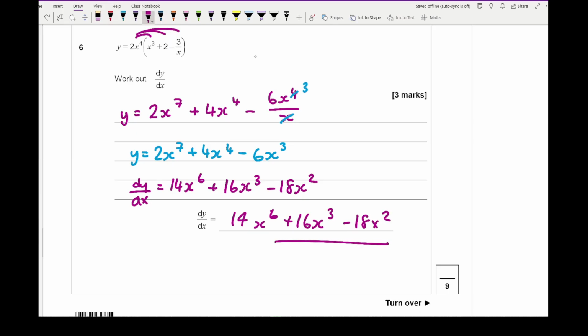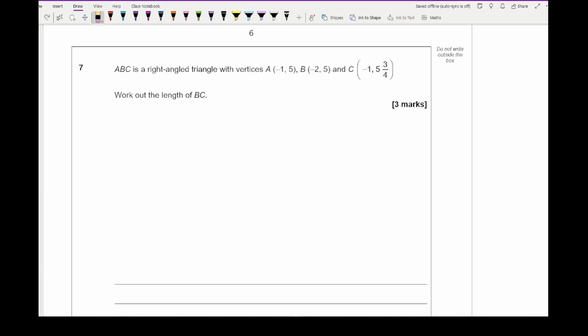18x squared. There we go. So moving on to question 7, it says ABC is a right angle triangle with vertices A (-1, 5), B (-2, 5), and C (-1, 5 3/4). And the question is asking us to work out the length of BC.